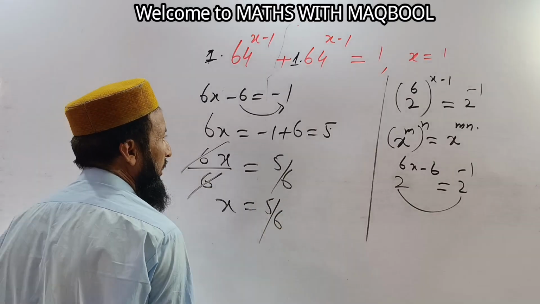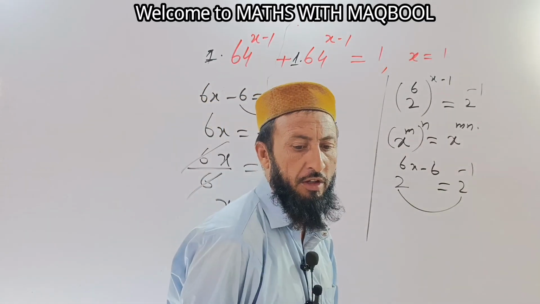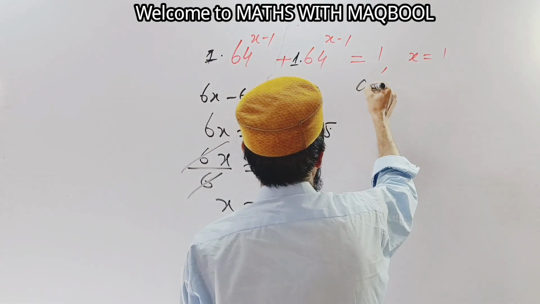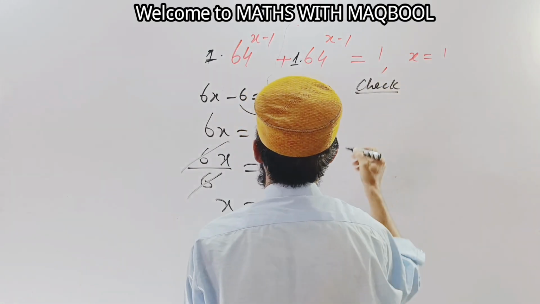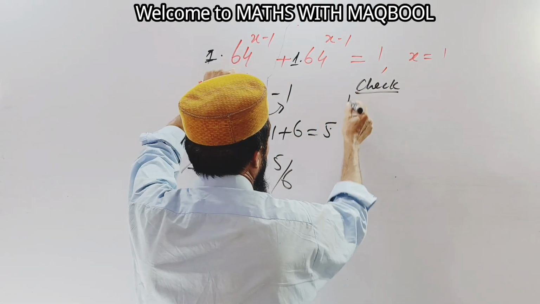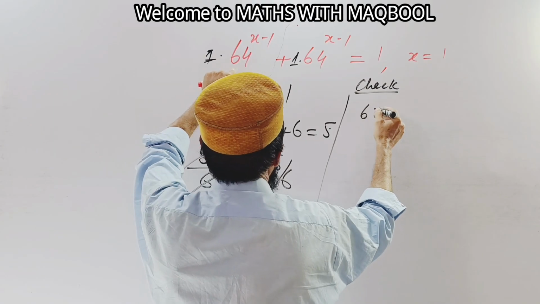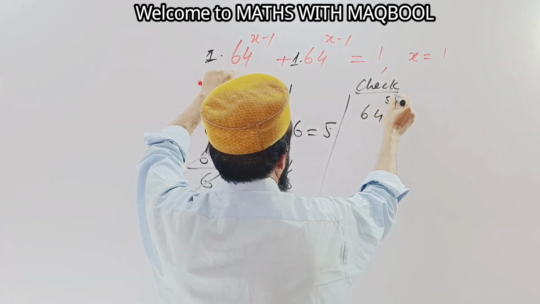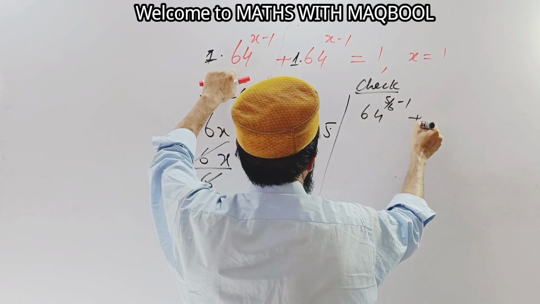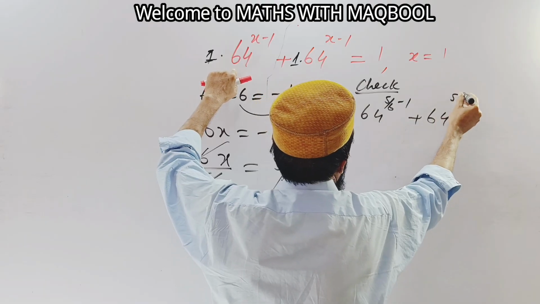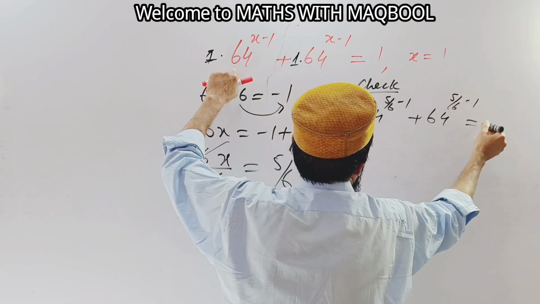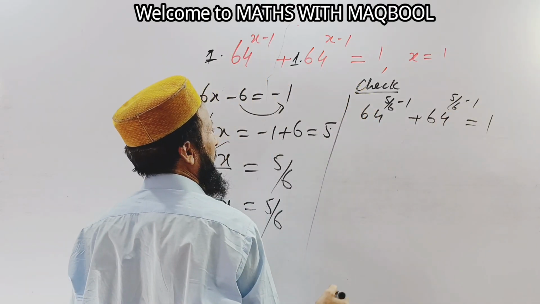Now we want to verify our answer is correct. Checking the result: in place of x, we replace 5/6, so 64^(5/6 - 1) plus 64^(5/6 - 1), is it equal to 1? This is the question for us.